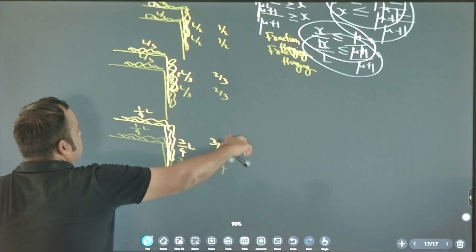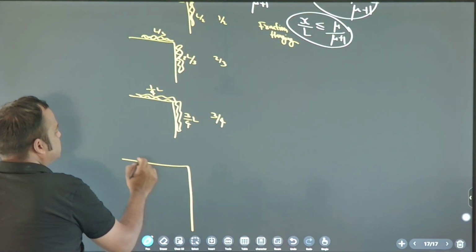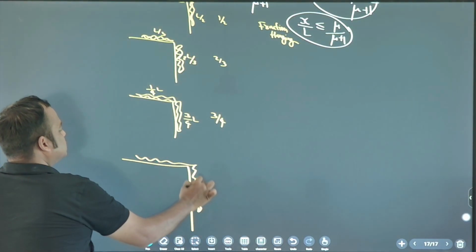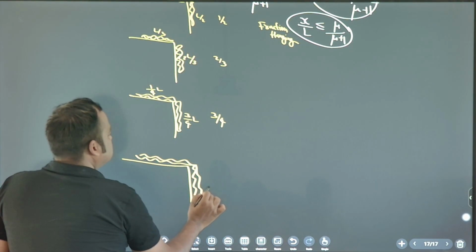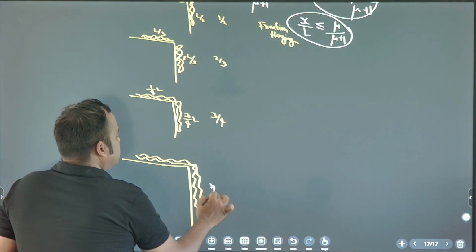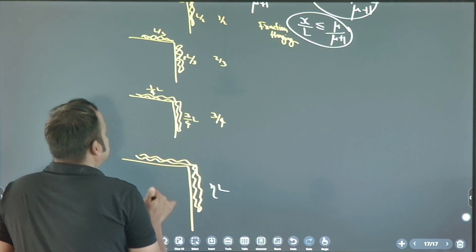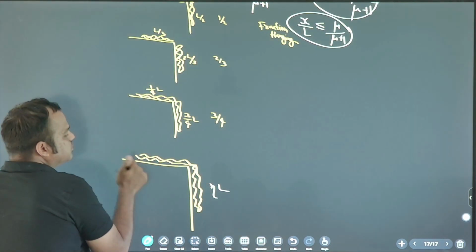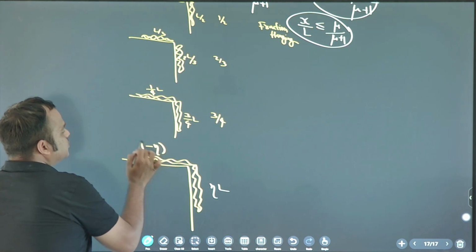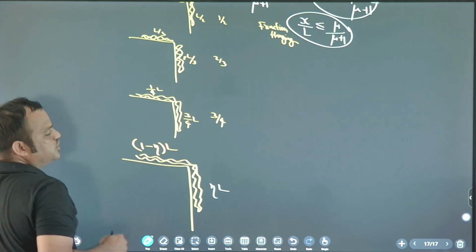So similarly, you can draw a diagram like this. Suppose eta L is resting. So what is the fraction here? Eta. So what is the hanging fraction here? 1 minus eta. Understood?